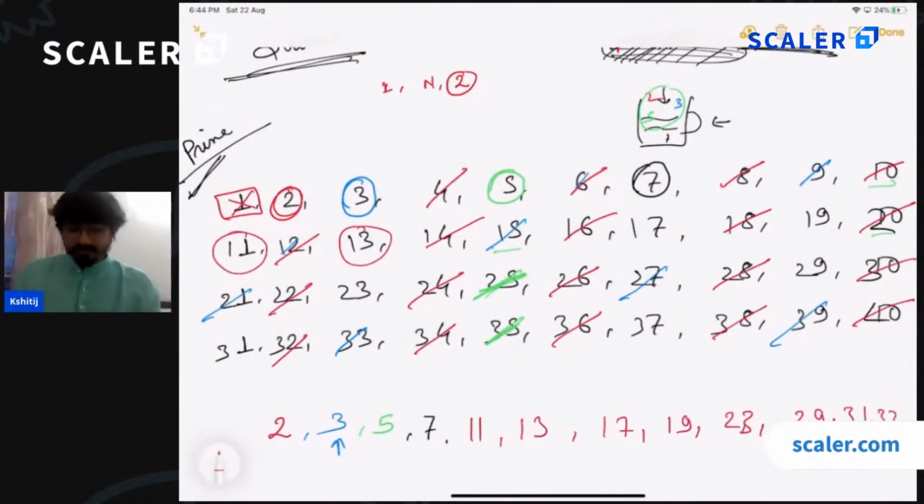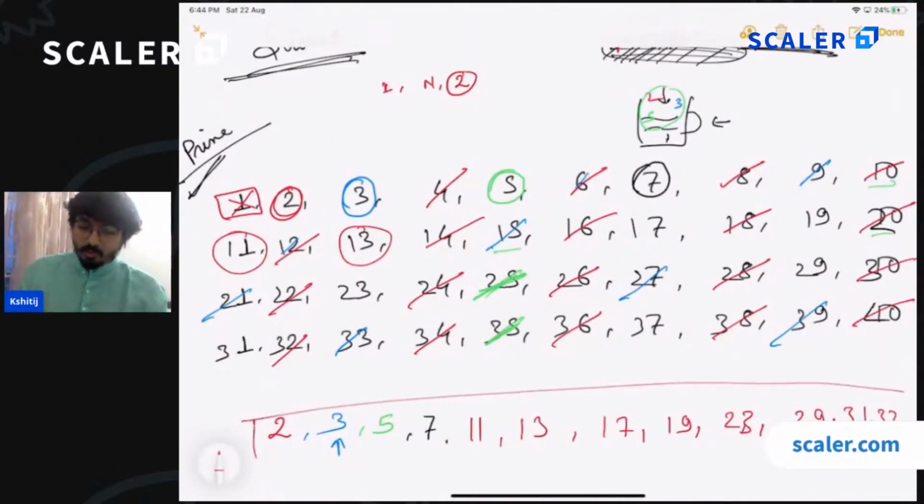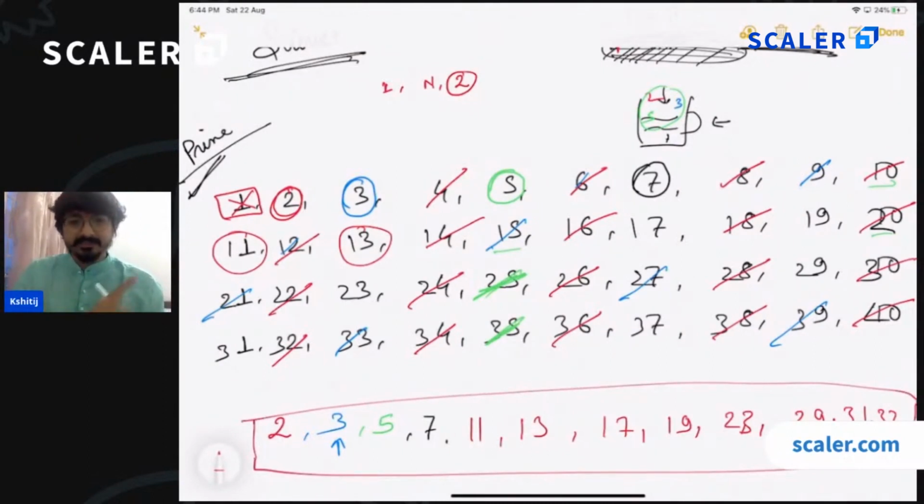And that's it. So now you can see that we have got all the prime numbers in the range from 1 to 40. All the prime numbers which are less than 40 are now with us. Does the idea of the algorithm make sense to everyone? Is the idea clear, how the algorithm is going to work?